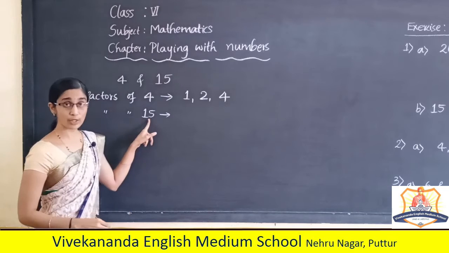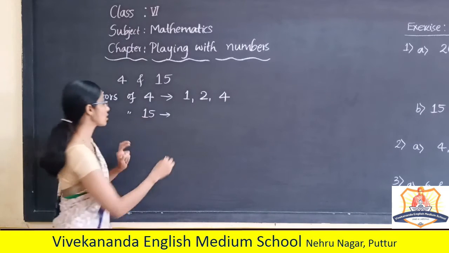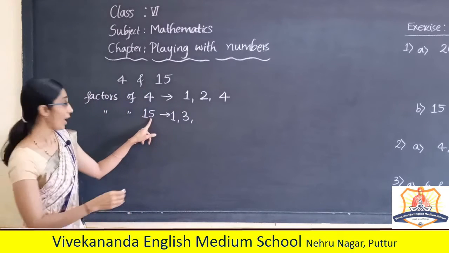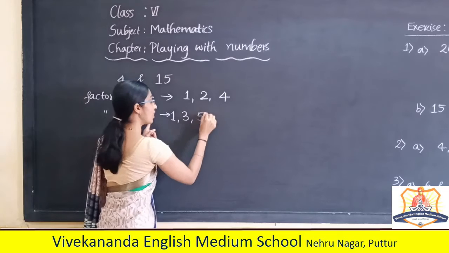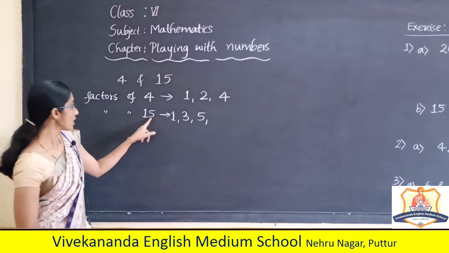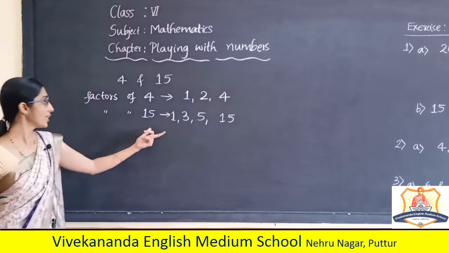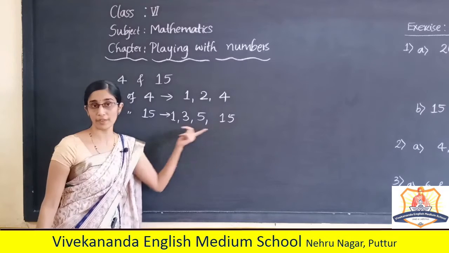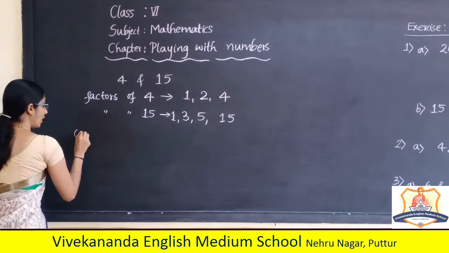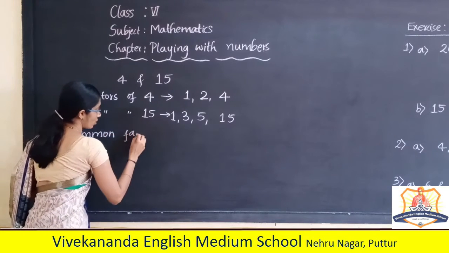Is it divisible by 2? No. 3, yes, 5 plus 1 is 6. So 1, 3, and ending with 5, that is divisible by 5 also. Next number is 15 itself. Right? Okay, these are the factors of 15. So, now I need to find common factors among these two.